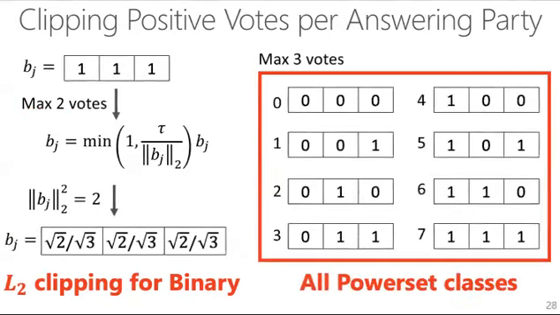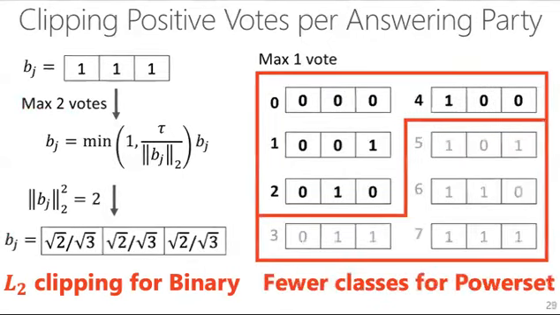For the Powerset voting, if we allow all 3 votes to be positive, then the number of possible classes is 8. Limiting the number of positive votes per a given answering party decreases the total number of possible classes. If we allow up to 1 positive vote per voting, then the number of possible classes decreases from 8 to 4.